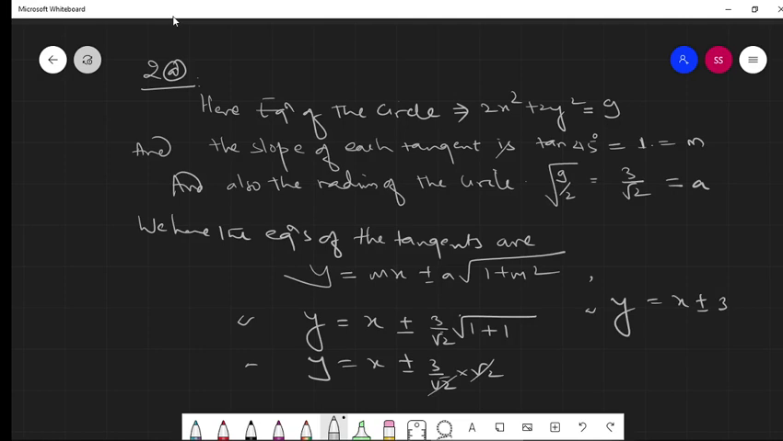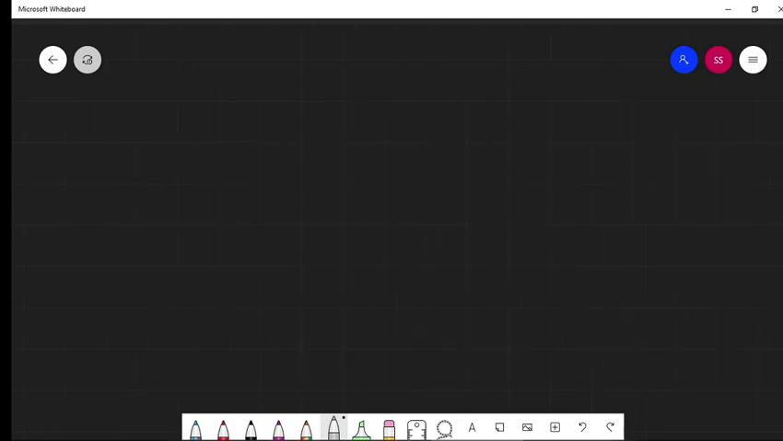Y equal x plus minus 3 is the required answer, the required equation of the tangents. In this way we can find. Question number 3a.